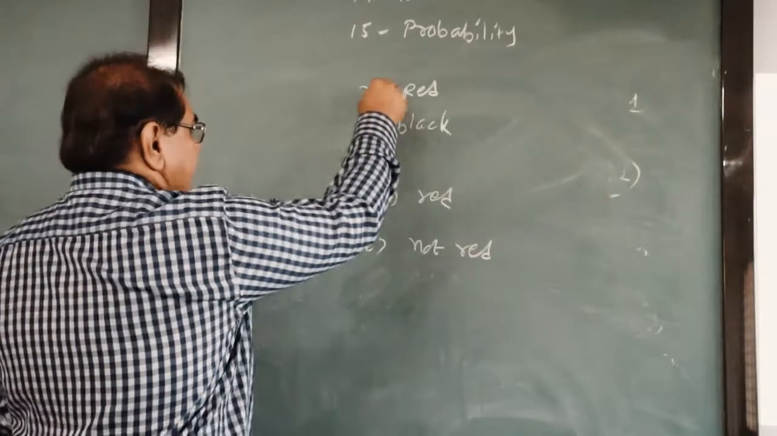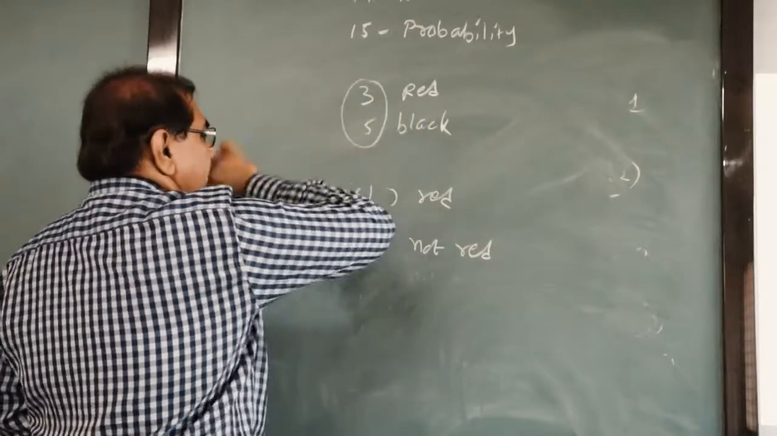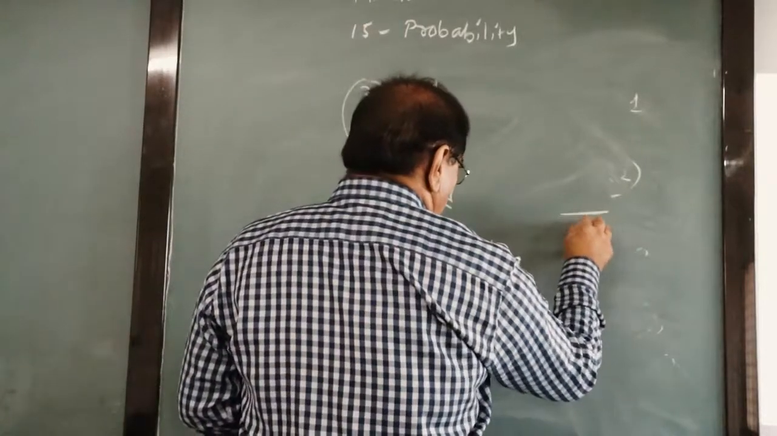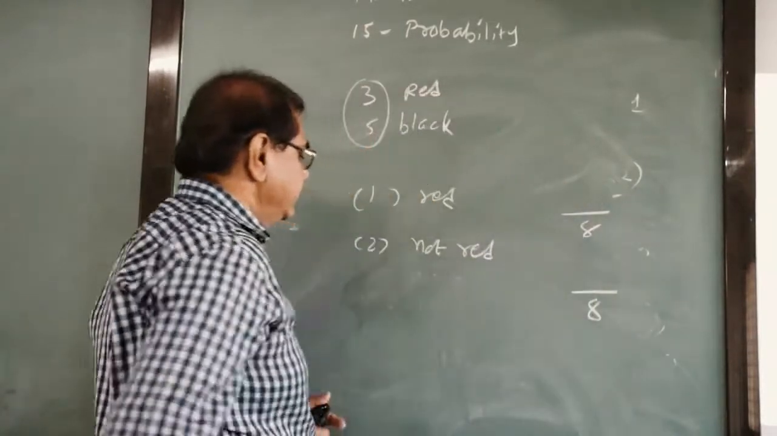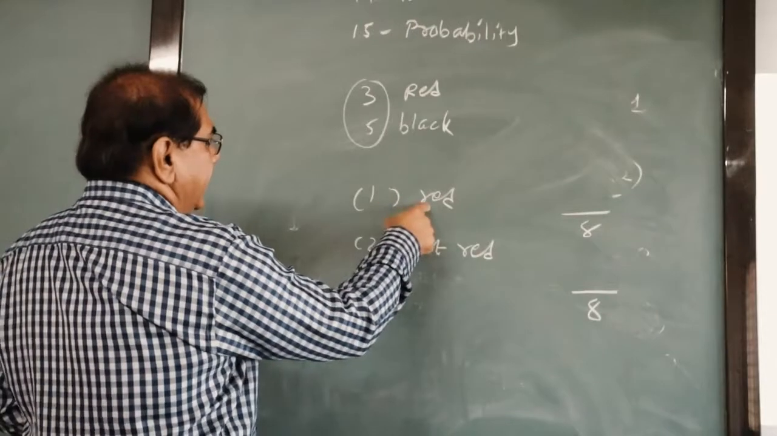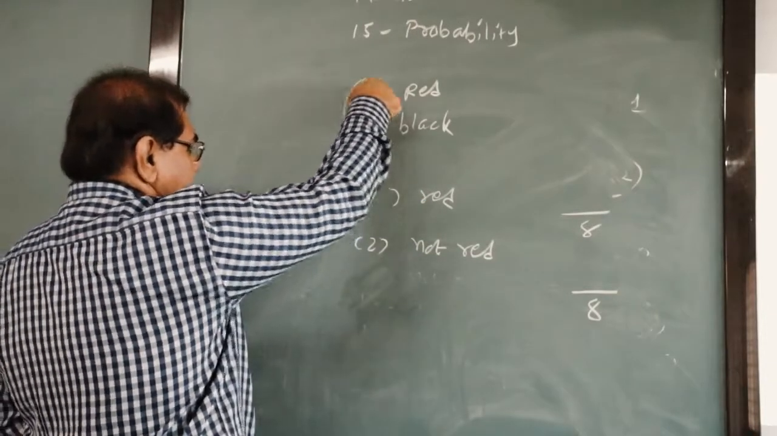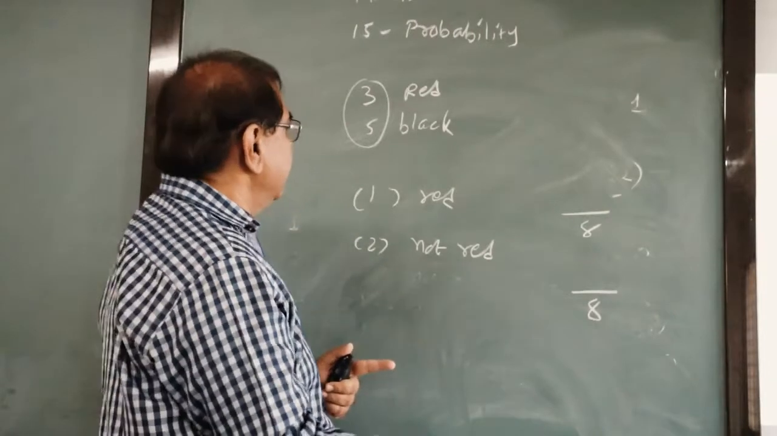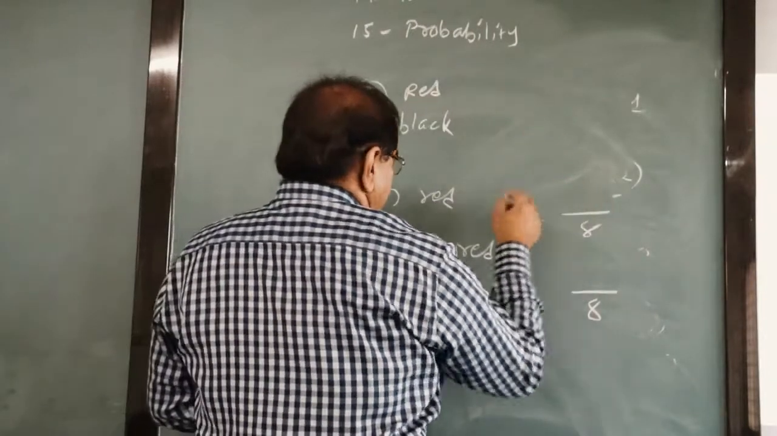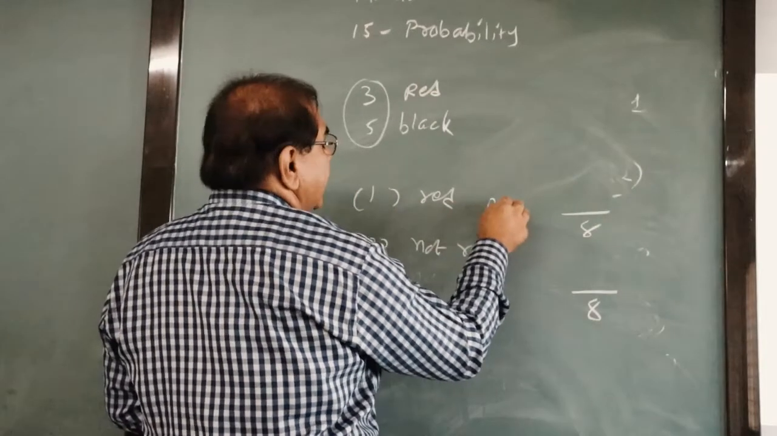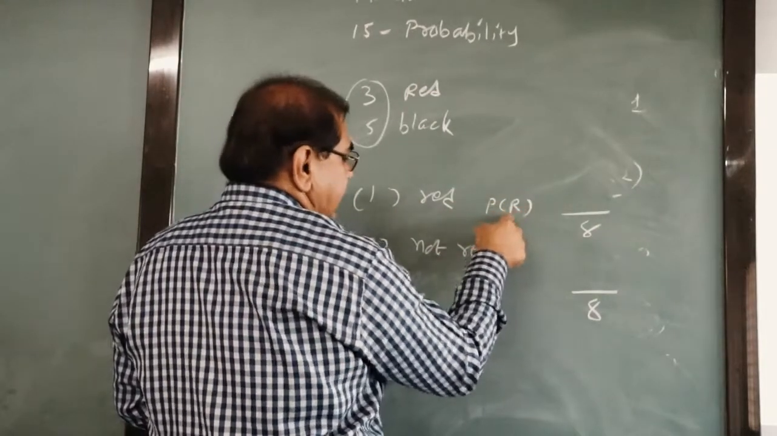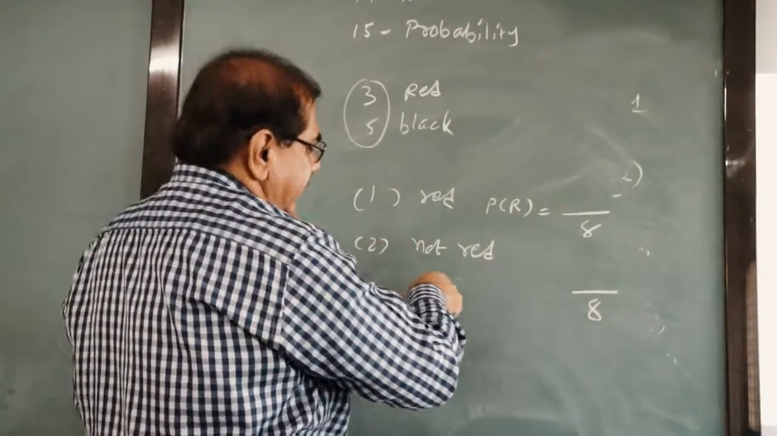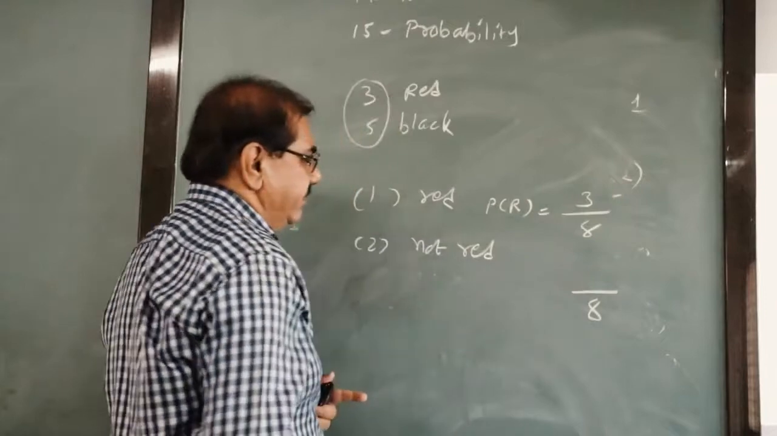Now you can check, total number of outcomes can be 3 plus 5, 8, in the experiment. So always it will go 8 in the denominator. Now red, how many red balls are there? 3. So the number of outcomes favorable to the event is 3. So probability, suppose I give it the name P of R, red means R. The probability that the picked up ball is red in color is 3 upon 8.